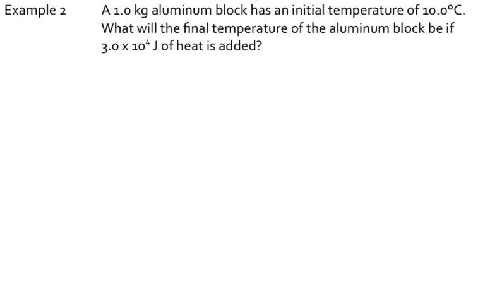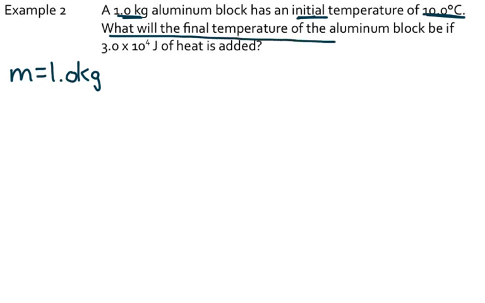So the example with heat and temperature change, what we have is a 1 kg aluminum block, initially at 10 degrees Celsius. We add some heat to it and we want to know the final temperature. So what do we know? We know the mass of the block, 1.0 kgs. We know the initial temperature. We do not know the change, so delta T is not 10 degrees Celsius. We actually need to find the change in temperature because the question's asking us what will the final temperature be.